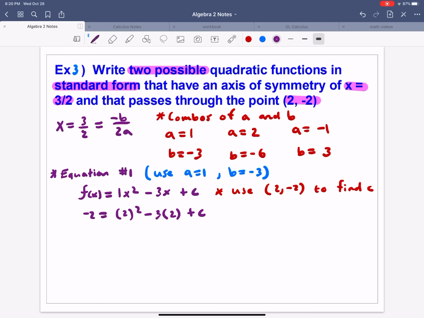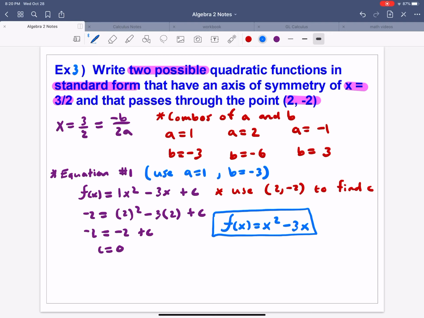And we're going to simplify that. So we get -2 equals 4 minus 6 is -2 plus c. That's interesting. So we get c equals 0. So now we can build that equation, and it's going to be f of x equals x squared minus 3x. And you can put plus 0 if you want, or you can stop right there. So that is one possible scenario that satisfies both of these conditions: axis of symmetry of 3/2 and passes through the point 2, -2.